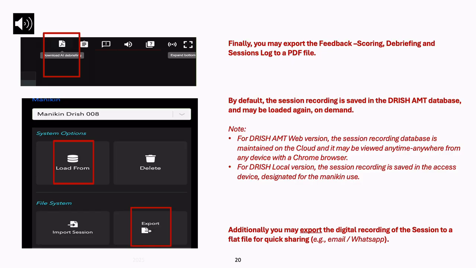You may want to export the feedback, the scoring, debriefing, and the sessions log to a PDF file. The session recording by default is saved in the Drish AMT database and may be loaded again on demand. It may be either saved on the cloud or on the access device itself, depending upon the kind of license, Drish Web or Drish Local, that you are subscribed to.